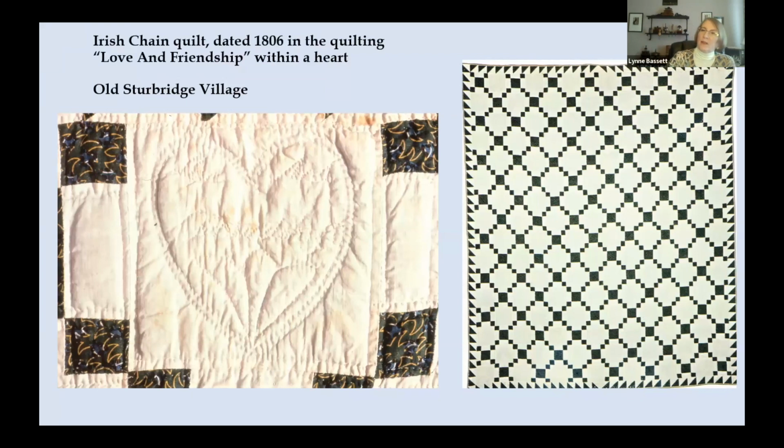But then we get into the period of quilts. Bed rugs kind of fall out of fashion with the Industrial Revolution, and textiles become so common and people start making quilts. And by this time, it's much less common for women to mark their bed covers with their name and date. But we do still see some things. This is Love and Friendship within the heart, and it actually has the date 1806 in it, but she didn't put her name.